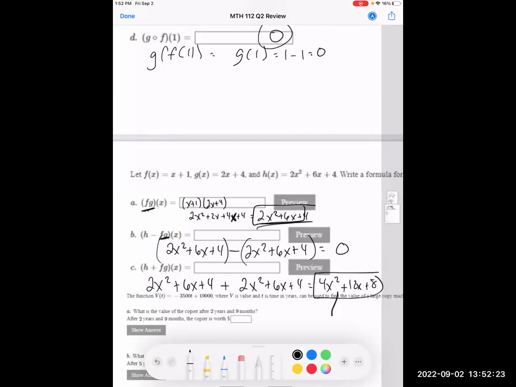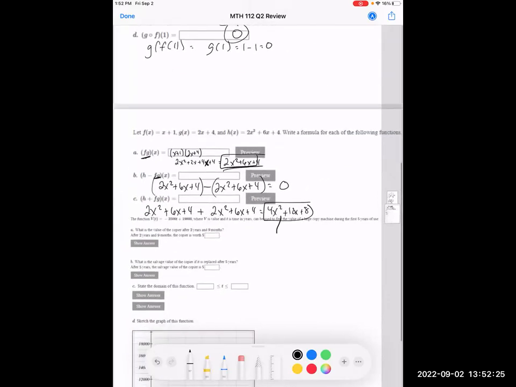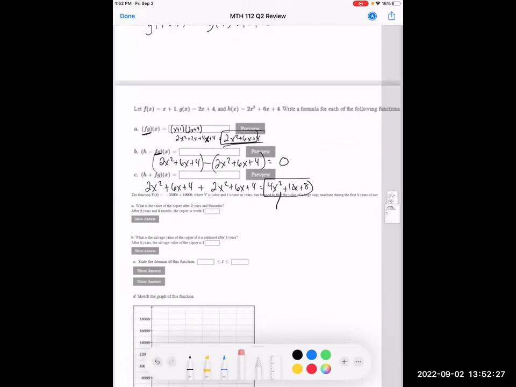All right, and the last question is a story problem. They give you a function. It says v of t equals negative 3,500t plus 1,900, where v is the value and t is time in years, can be used to find the value of a large copy machine during the first 5 years of use. What's the value of the copier after 2 years and 9 months? Well, here you have to know that there's 12 months in a year. So it's 2 and 9/12, which is the same as 2 and 3/4, which is 2.75.